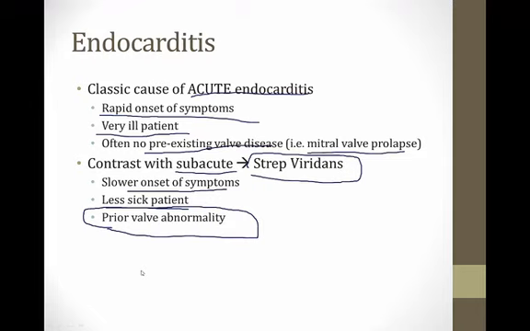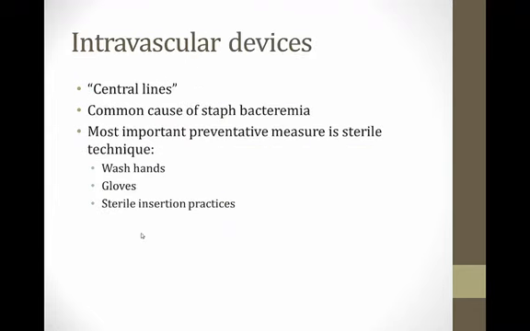So these patients will often have a history of mitral valve prolapse or some other valvular condition that predisposes them to endocarditis with strep viridans. One way that patients often get bacteremic from staph is from insertion of central lines.